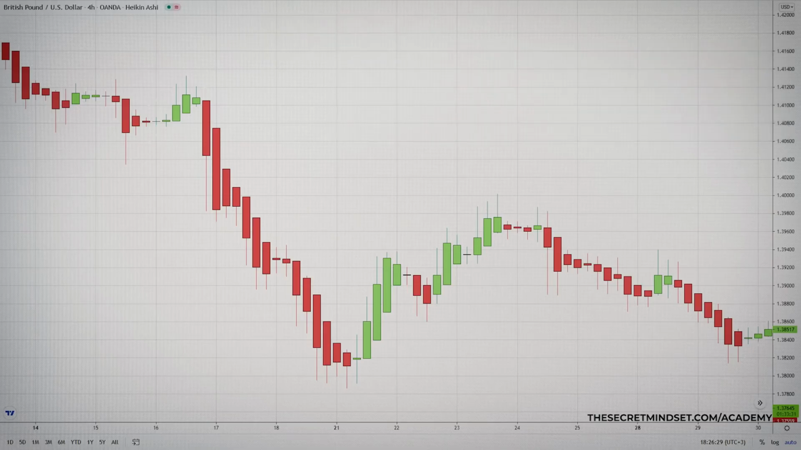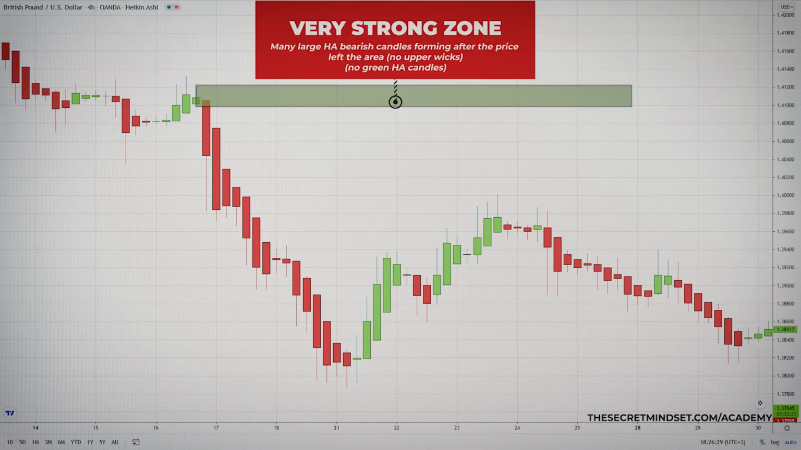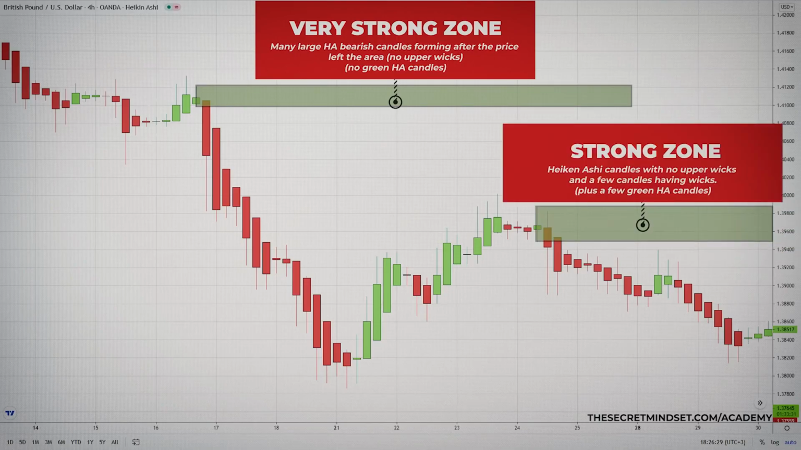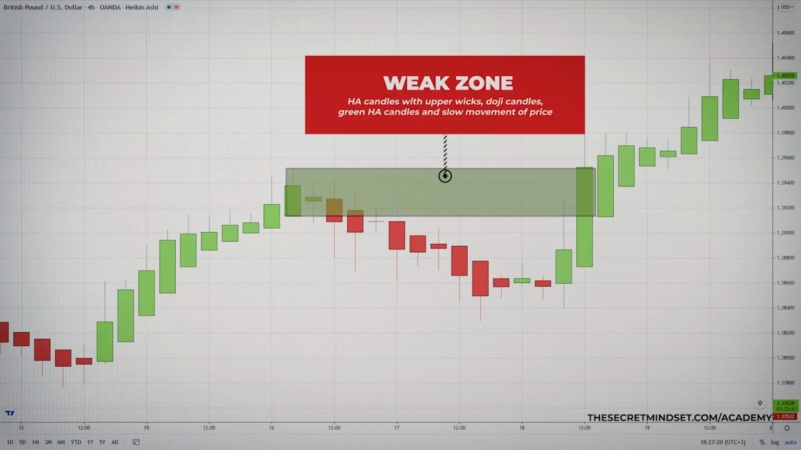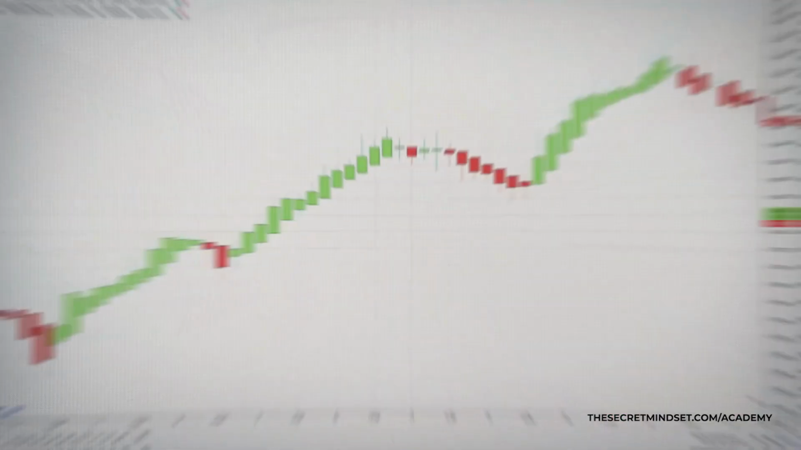Here's an example showing different types of zones. The first one is the strongest, with large bearish candles forming after the price left the area. The second one is a strong zone, with big Heiken Ashi candles with no upper wicks, and a few candles having wicks. And the third one is a weak zone, price moving down in an unconvincing manner. This is very powerful, so please remember this part.